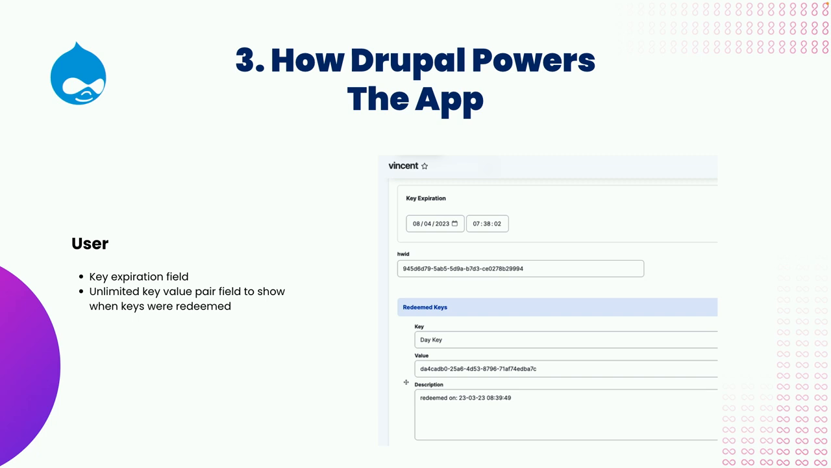The last field that we added is another key value pair field to the user entity, which represents the keys that a user redeems. So every single time they redeem a key, we save the type of key, so day key, the value of the key, as well as the date that the key was redeemed on.